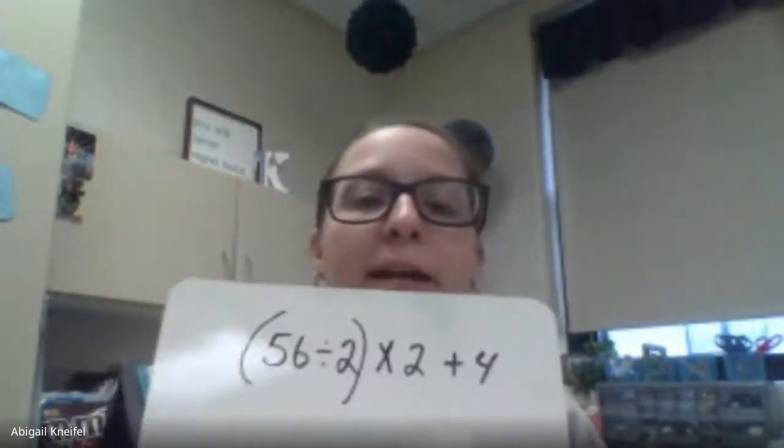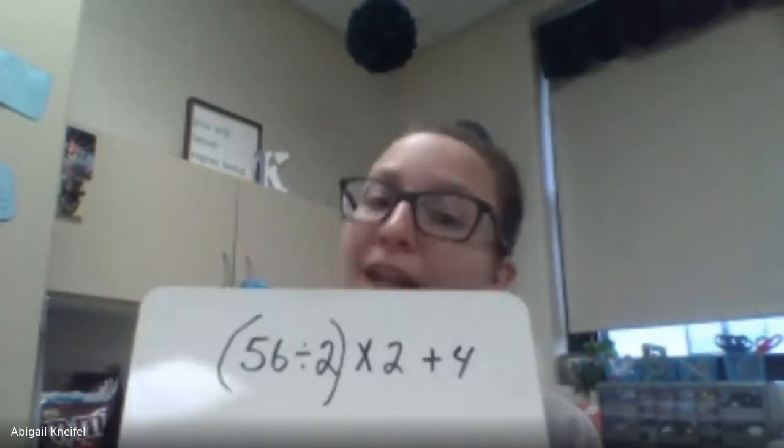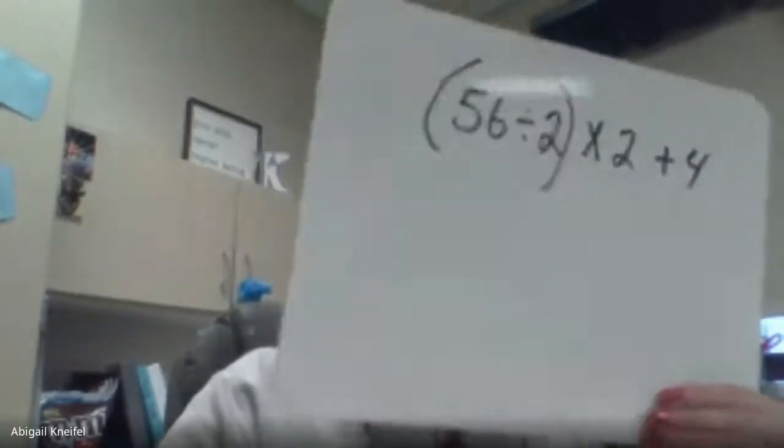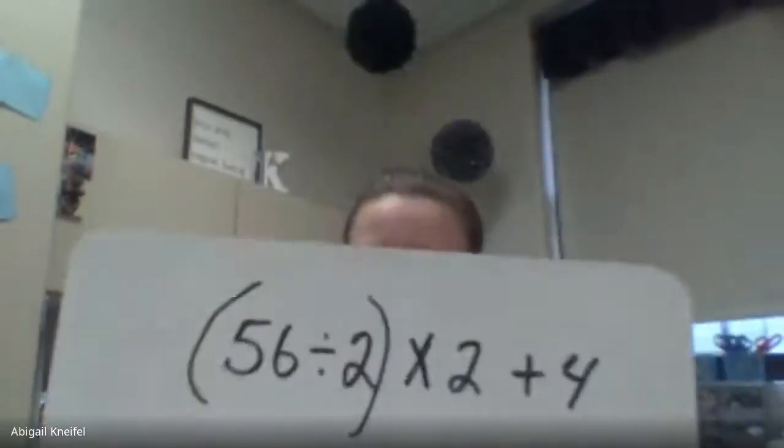Okay, it's a long one. 56 divided by 2 times 2 plus 4. There's parentheses with the first part.